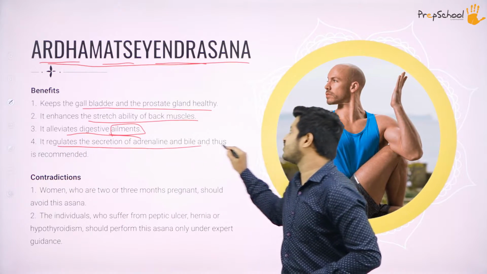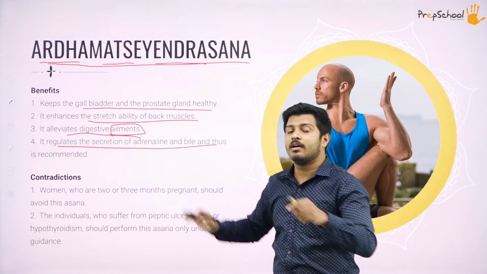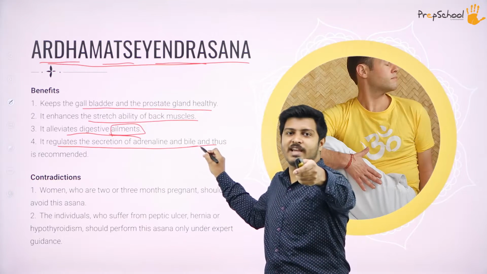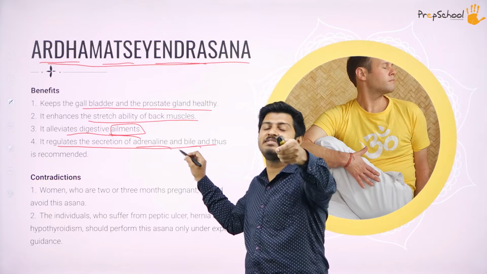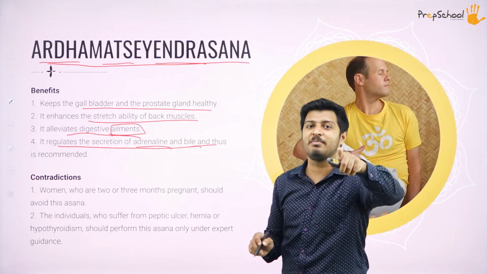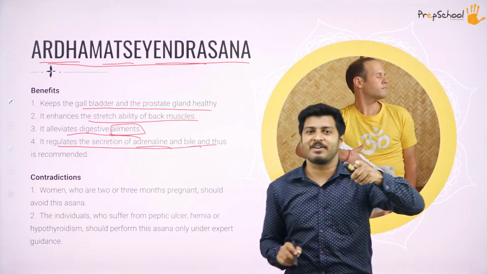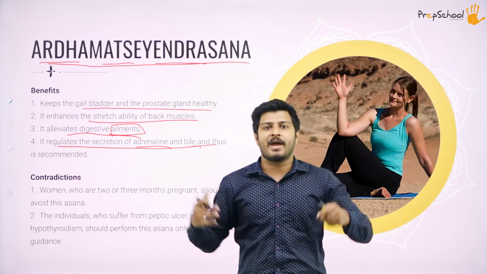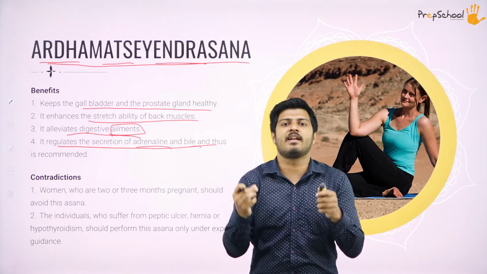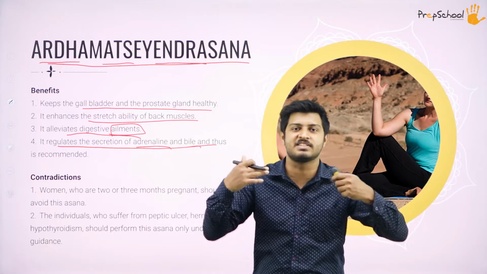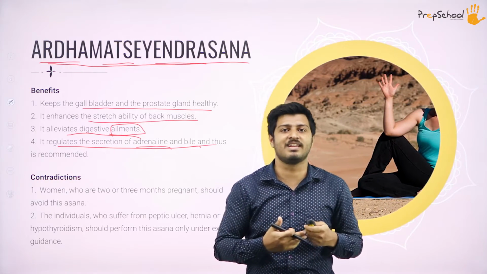It regulates the secretion of adrenaline and bile. Ardha Matsyendrasana is recommended because it regulates what? Bile juice. Have you heard about that? Again, adrenaline. What are those functions? Anatomy class, 11th standard, physiology and anatomy in sports. Remember it, okay? What is it? Adrenaline. Whenever you get shocked, whenever you are surprised, whenever you get scared, suddenly adrenaline is released in your body to balance out the nervous system process when you face the shock or anything like that.